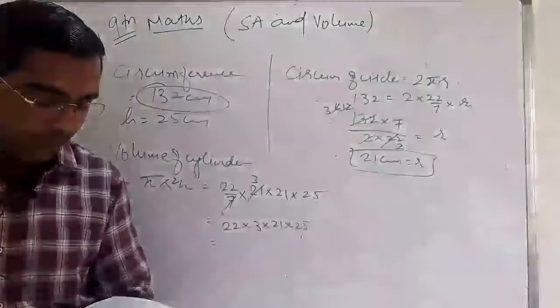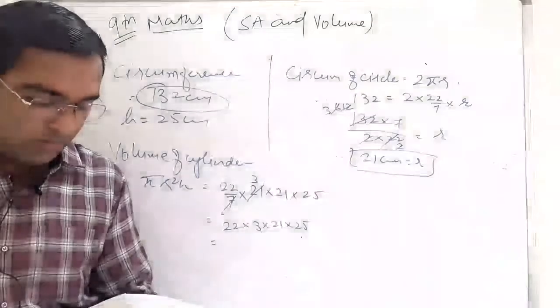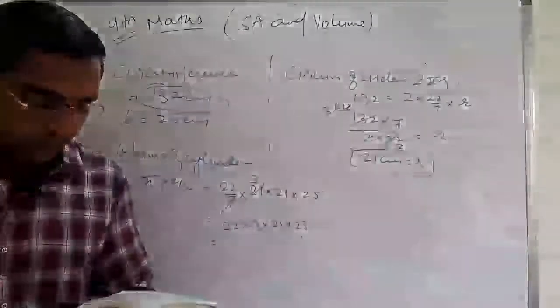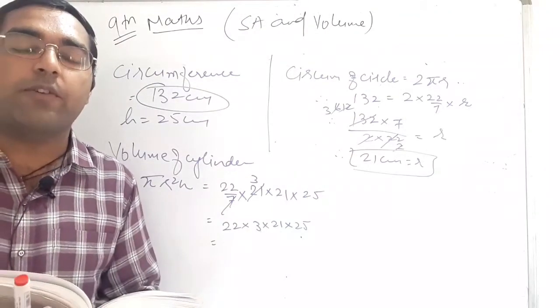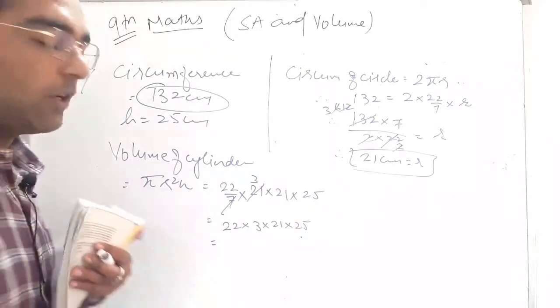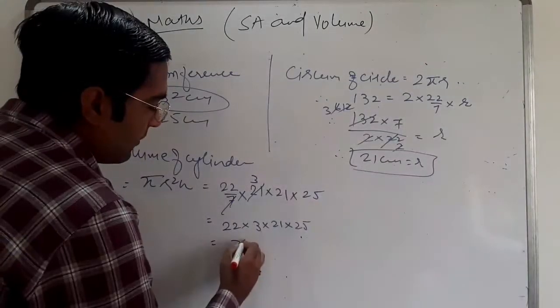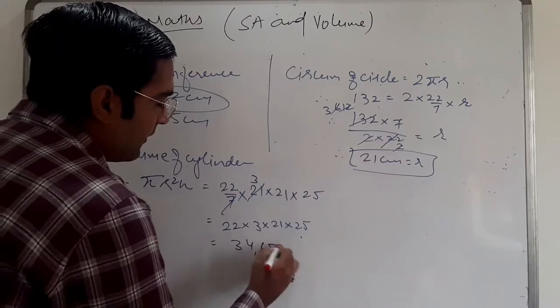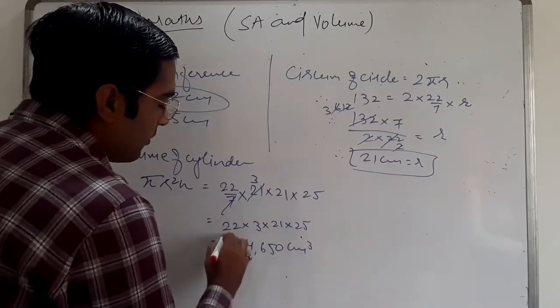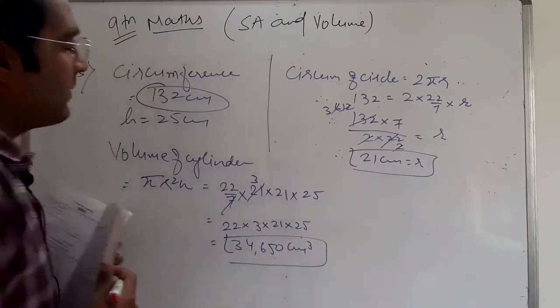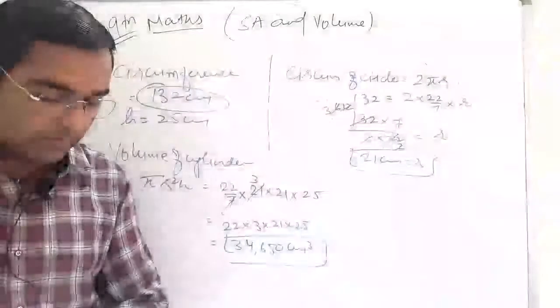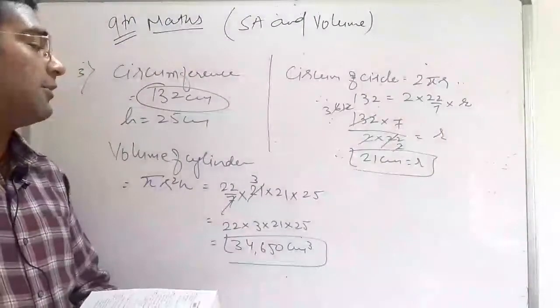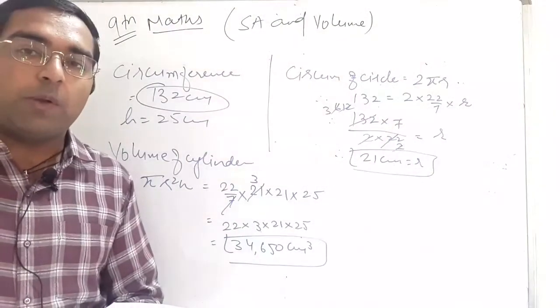What is the answer? That is 34,650. Correct. That is 34,650 centimeter cube. This is the volume of the cylinder, given that the height is 25 centimeter and the radius is 21 centimeter.